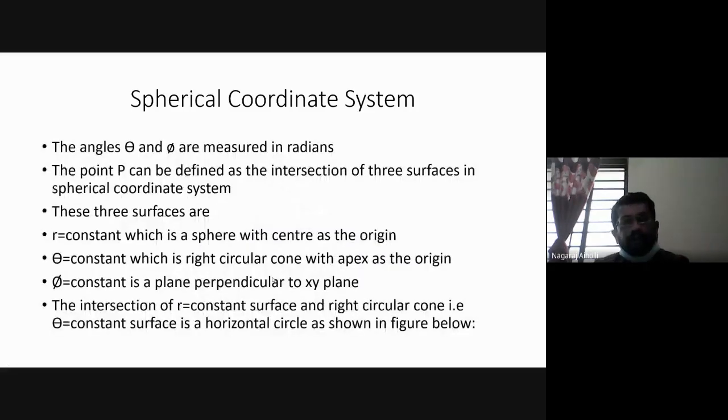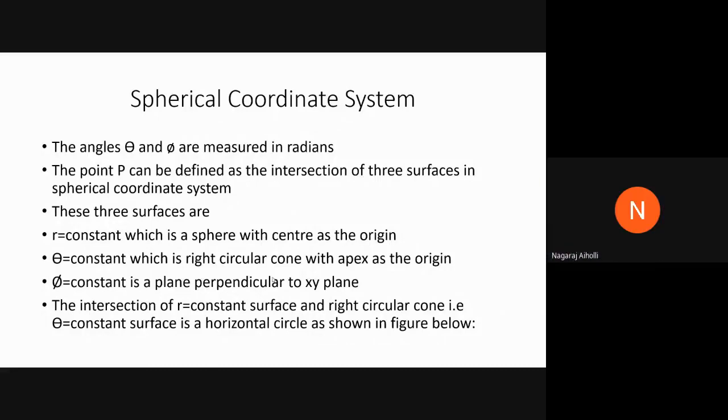Angles theta and phi are measured in radians. The point P is defined as the intersection of the three surfaces in the spherical coordinate system. It is the point of intersection of the three surfaces. Just now we dealt with those surfaces. R equal to constant is a sphere with center at the origin. Theta equal to constant is a right circular cone with the apex at the origin. And phi equal to constant is a plane which is making an angle phi with respect to the xz plane.